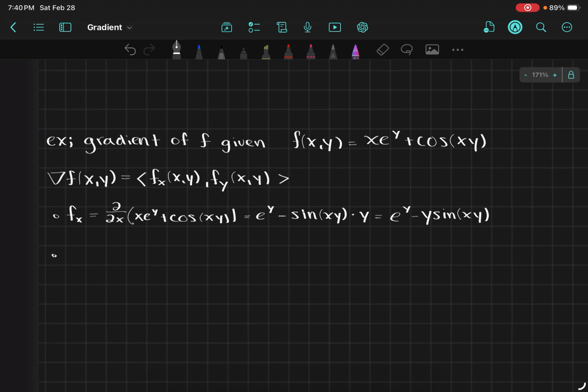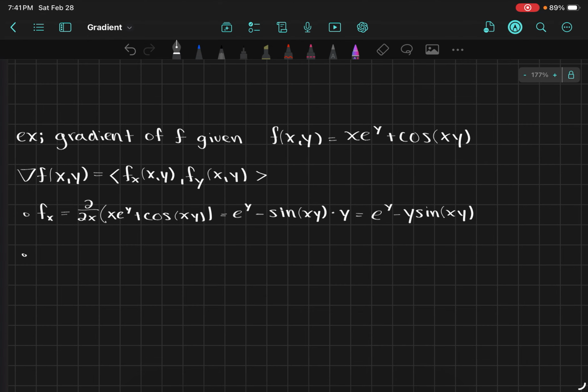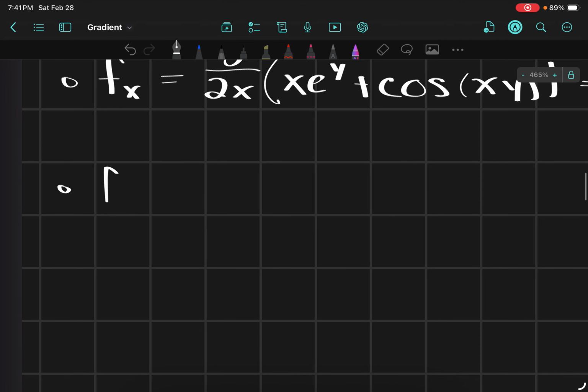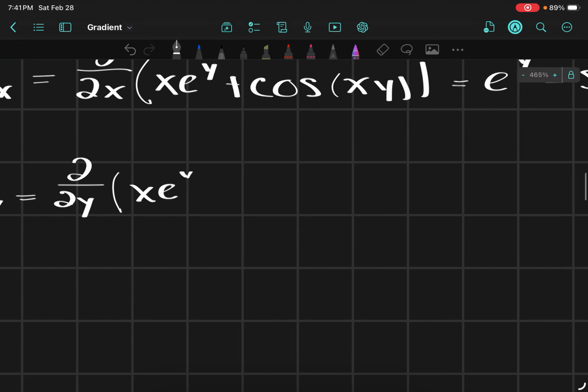Get some partial derivative practice here while doing the gradient. I warned you guys in our partial derivative video that this is going to be a pretty fundamental topic. Let's go ahead and do our f sub y now. Partial of our function with respect to y, the function being x e to the y plus cosine of xy.